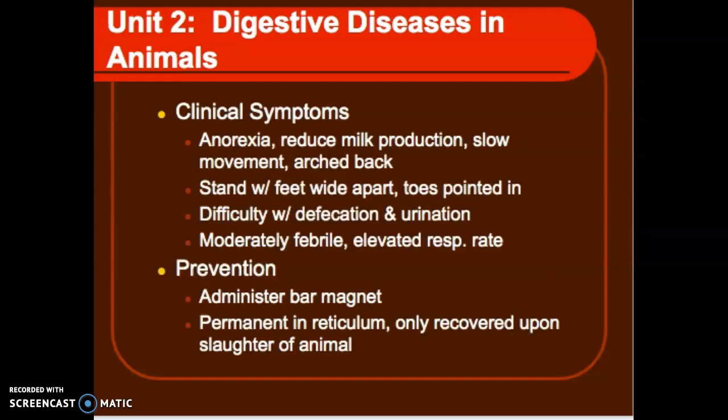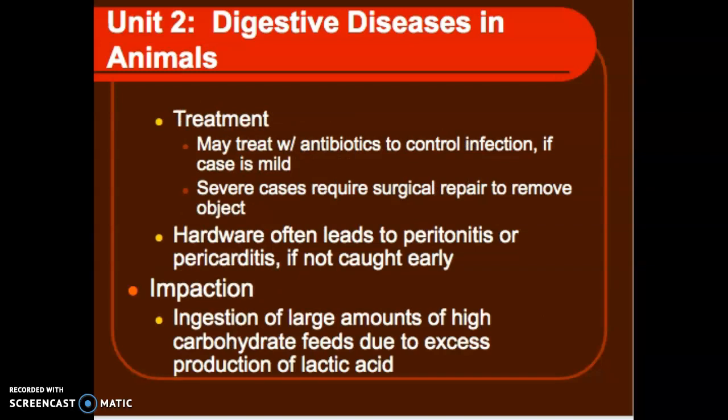You'll find they'll just kind of stop eating, they'll lose a lot of weight, they'll stand awkwardly because they're being caused pain, they're being poked internally. Sometimes febrile, usually elevated respiration rate. So the best way to prevent this is to put magnets in your animals. That will help pick up any stray metal that gets into their feed that they're consuming. That magnet usually hangs out permanently in the reticulum and never bothers them. And it's not a problem at all to put it in there.